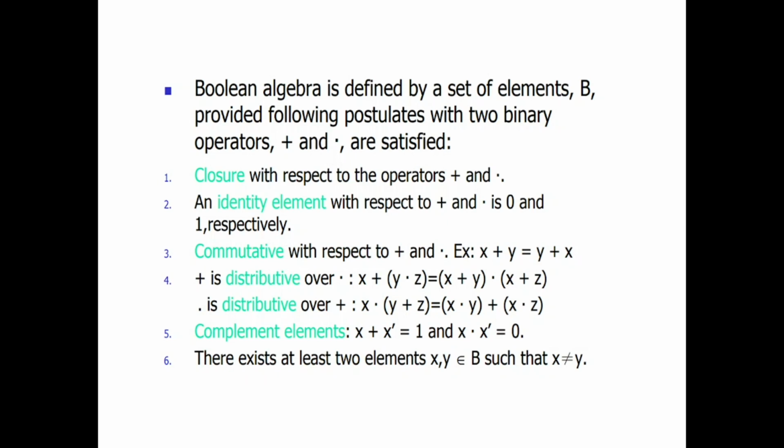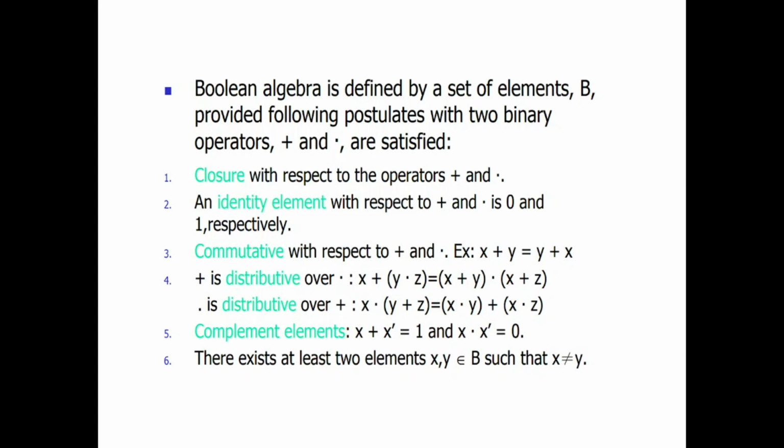Boolean algebra is defined by a set of elements B, provided the following postulates with two binary operators plus and dot are satisfied. So Boolean algebra is defined with respect to the binary operators plus and dot. Plus can be considered as the OR operator and dot can be considered as the AND operator. First, the closure property: for the operators plus and dot, the closure property should be satisfied.